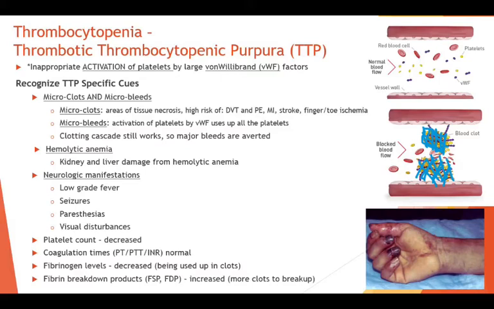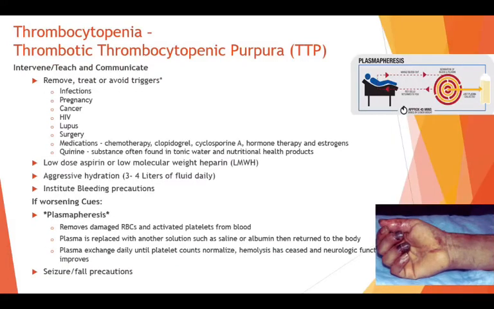Somebody will ask me, how is that different than DIC? And I will tell you in a moment. So this is microclotting and microbleeding going on at the same time, TTP. What do we do with TTP? Well, we try to avoid the triggers that are causing a flare-up. Serious illnesses, injuries, pregnancy, infections can all cause a flare-up.